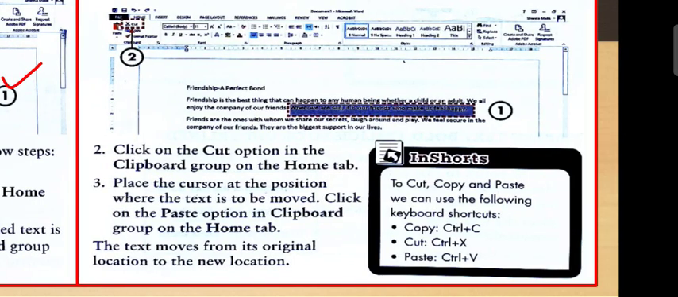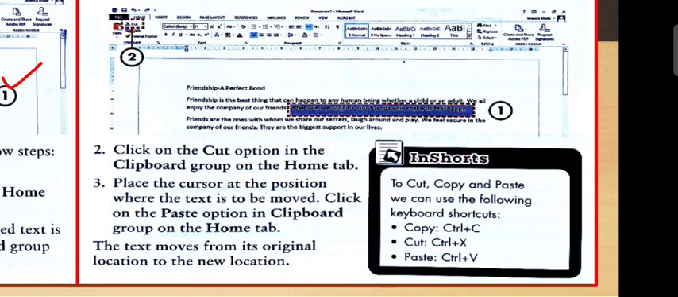So moving text means the text is removed from its original location and inserted to the new location. Okay, and you have to follow three steps. First of all you need to select the text which you want to move. Then click on the cut option.